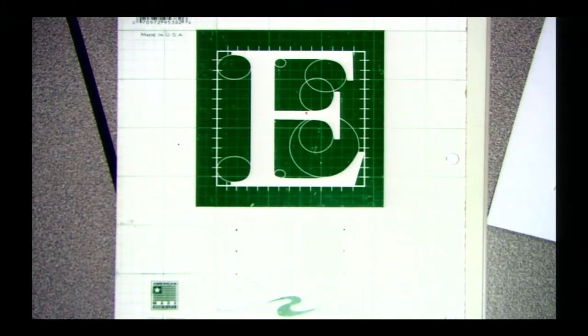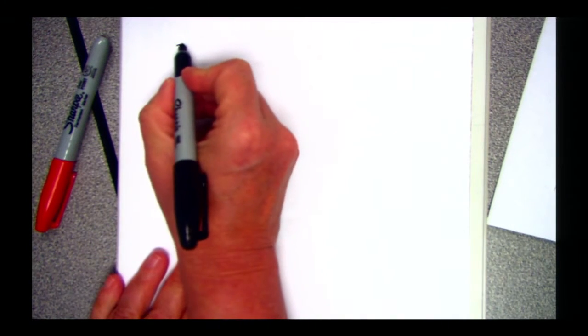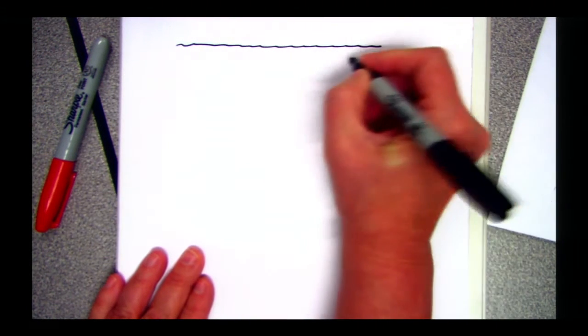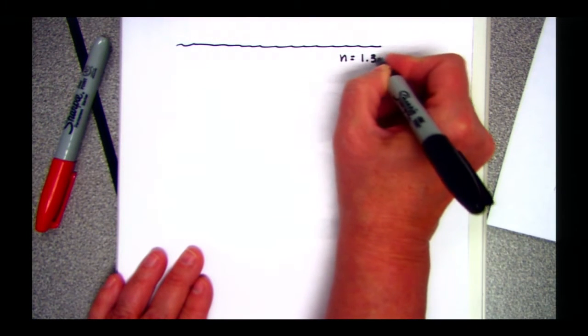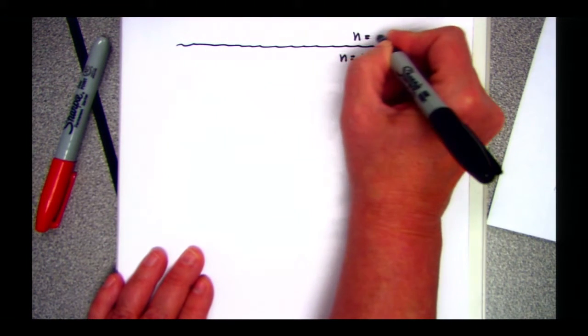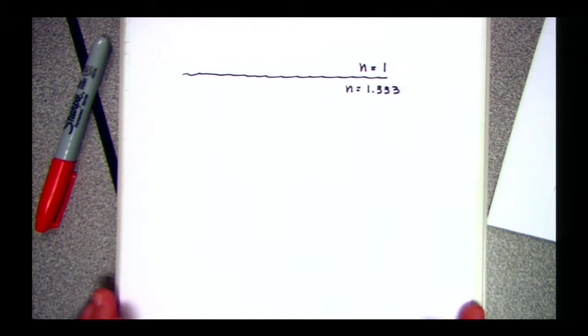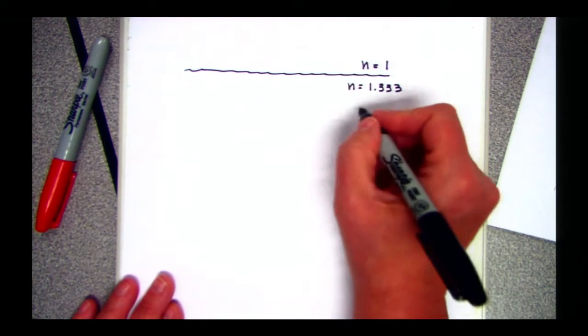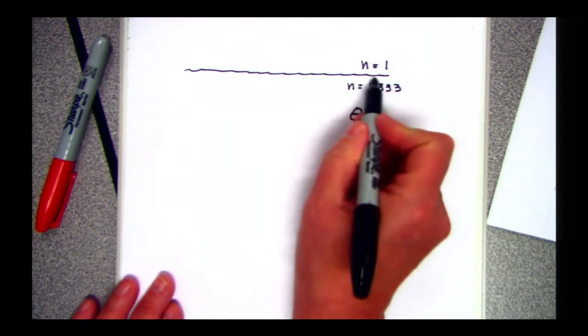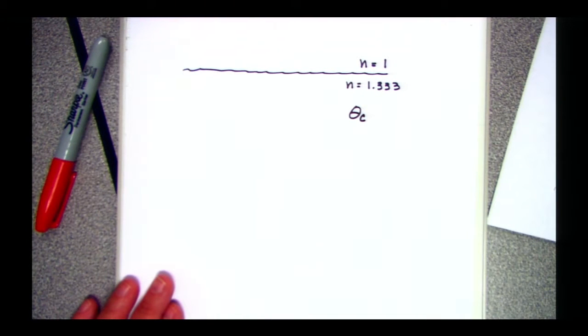Let's do one other kind of problem associated with refraction. We talked about this on Wednesday. This day is Friday, so that was Wednesday. So I have the surface of the water. Water has an index of refraction of 1.333. Air has an index of refraction of 1. And what we want to know is the critical angle where I'm not going to have light leave the surface.